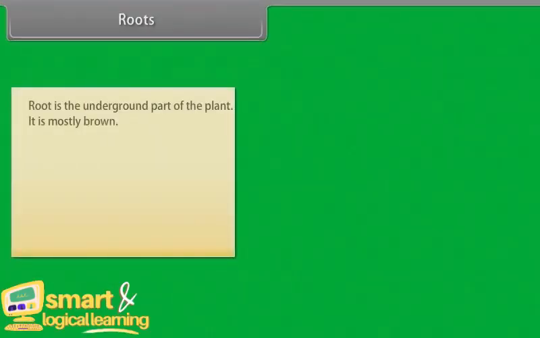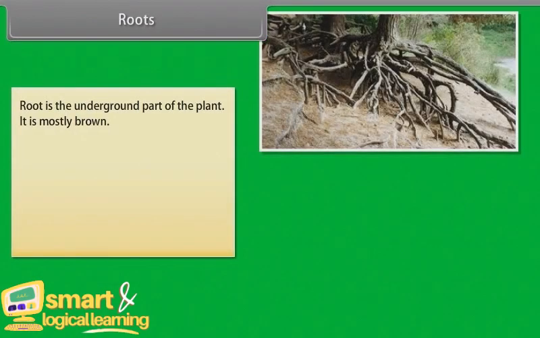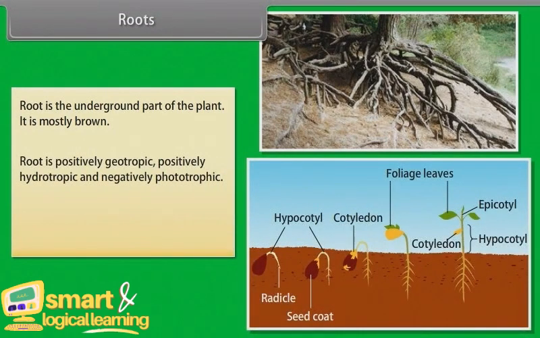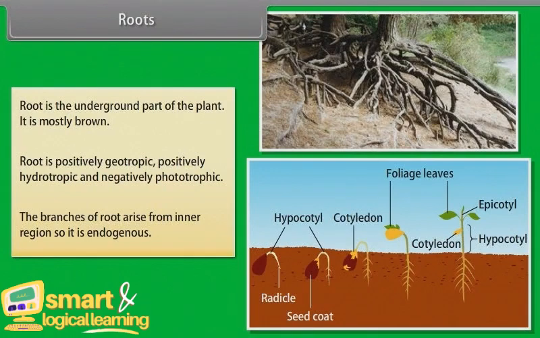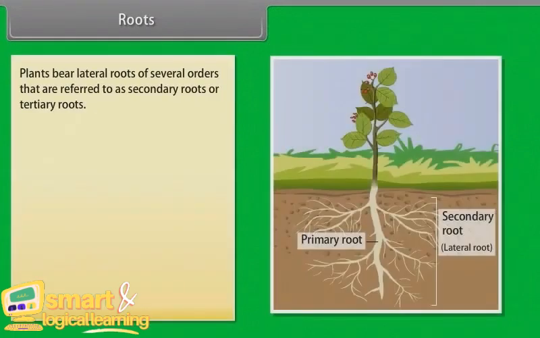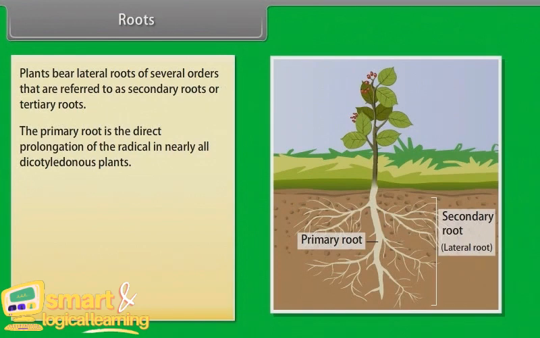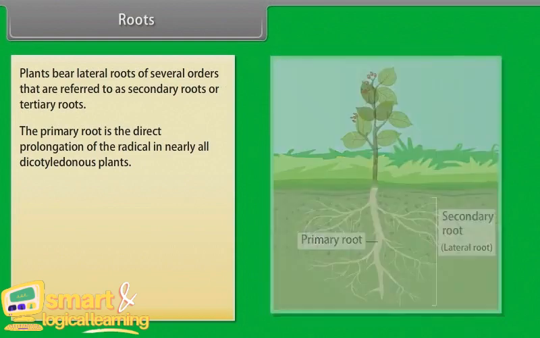Roots. Root is the underground part of the plant. It is mostly brown. Root is positively geotropic, positively hydrotropic, and negatively phototropic. The branches of root arise from the inner region, so it is endogenous. Plants bear lateral roots of several orders that are referred to as secondary roots or tertiary roots. The primary root is the direct prolongation of the radicle in nearly all dicotyledonous plants.